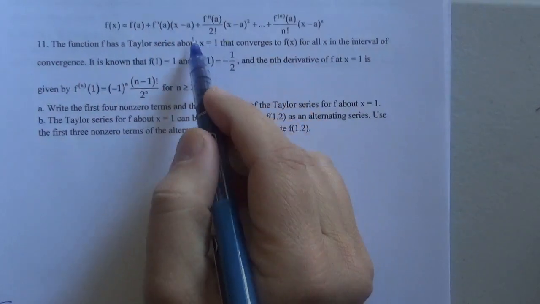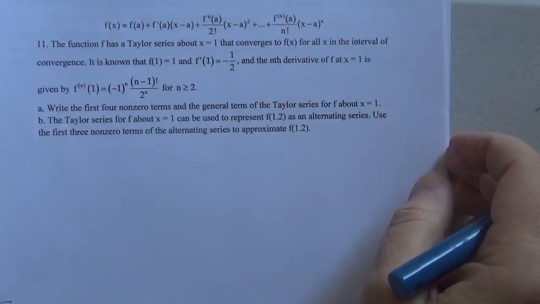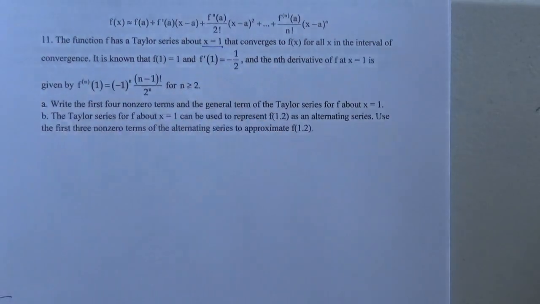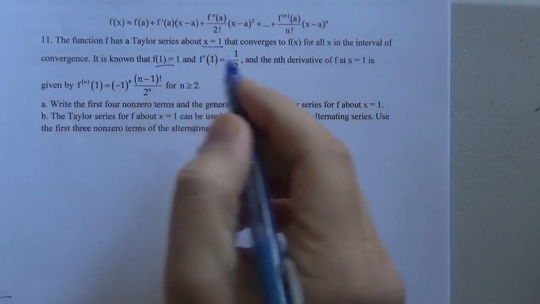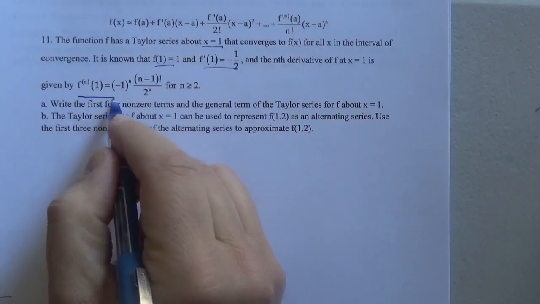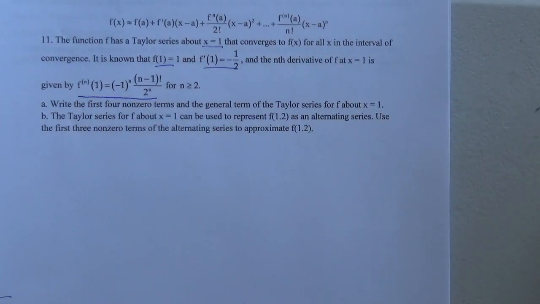All right, so here is our general Taylor polynomial written up here. This one is a little different because we're not centered at 0, we're centered at x equals 1. We know that f of 1 is 1, f prime of 1 is equal to -1/2, and then this ugly little definition here is all the other derivatives that we need to know for n is greater than or equal to 2.